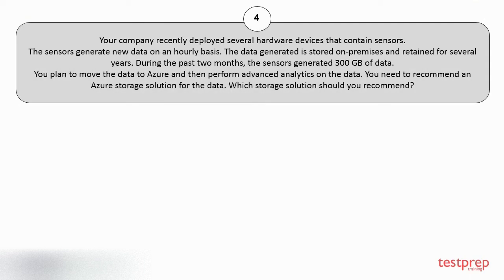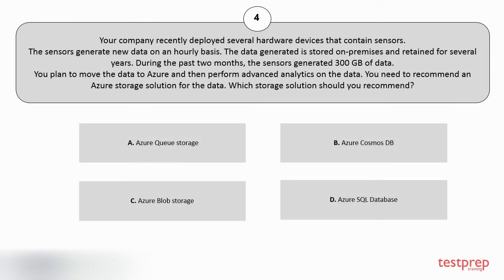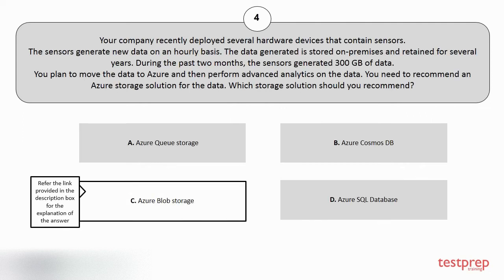Question number 4. Your company recently deployed several hardware devices that contain sensors. The sensors generate new data on an hourly basis. The data generated is stored on premises and retained for several years. During the past 2 months, the sensors generated 300 gigabytes of data. You plan to move the data to Azure and then perform advanced analytics on the data. You need to recommend an Azure storage solution for the data. Which storage solution should you recommend? Your options are A. Azure Queue Storage, B. Azure Cosmos DB, C. Azure Blob Storage, D. Azure SQL Database. The correct answer is option C.